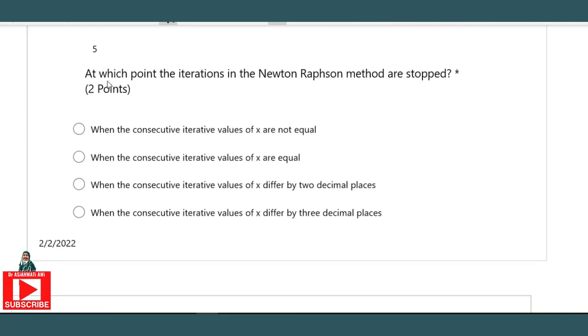Number 5, at which point are the iterations in the numerical method stopped? They are stopped when the consecutive iterative values of x are equal. So this one, not equal. X differ by 2 decimal places, not correct. X differ by 3 decimal places, not correct. So the statement is: stop when the values of x are equal.